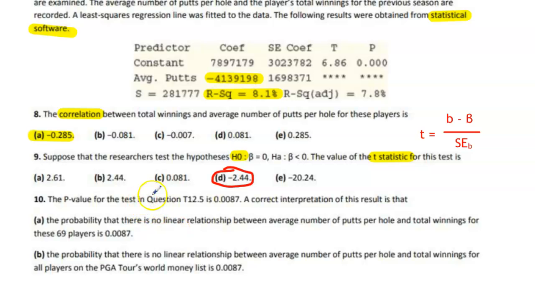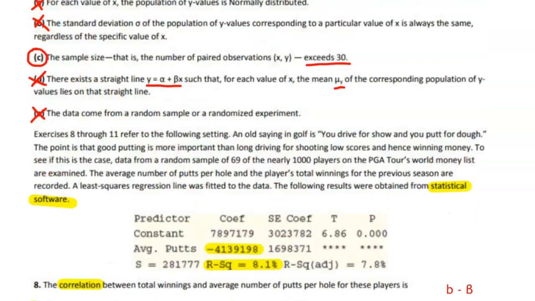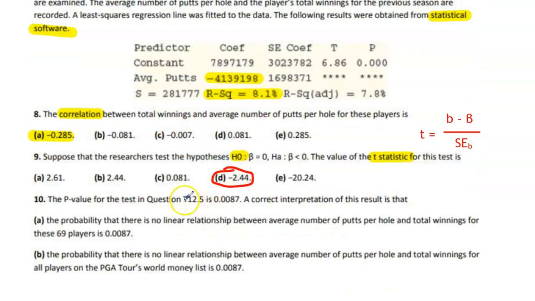Moving on, the p-value for the test in question 12.5. Let's see, question 12.5. Oh no, that's not what I'm talking about. It should say not question 12.5, but question 9. Is 0.0087. Wow, that's very small.